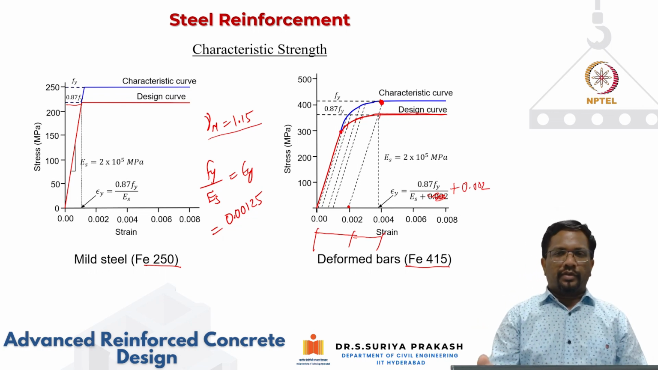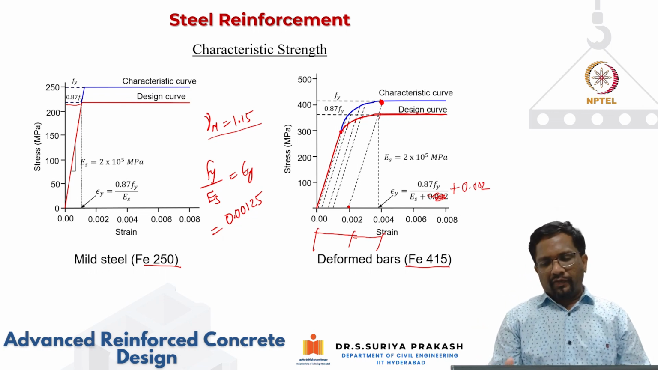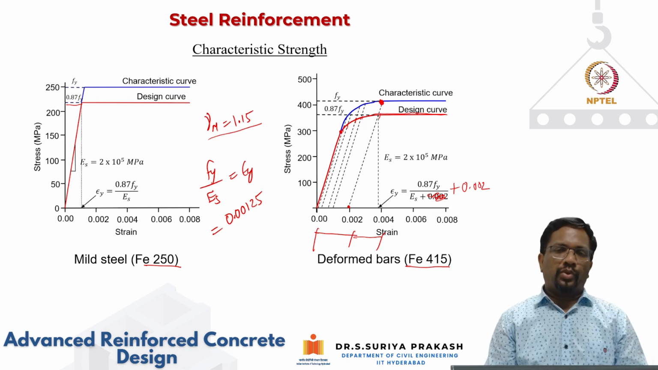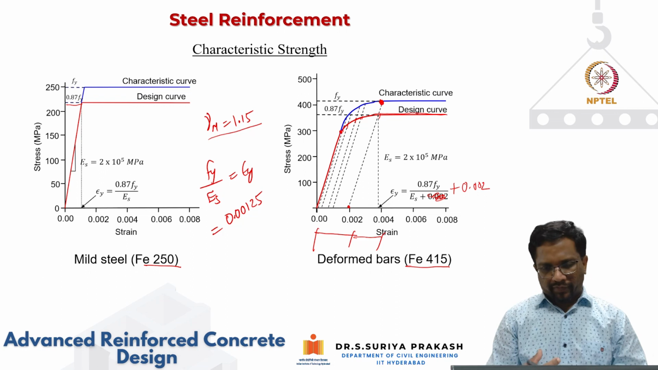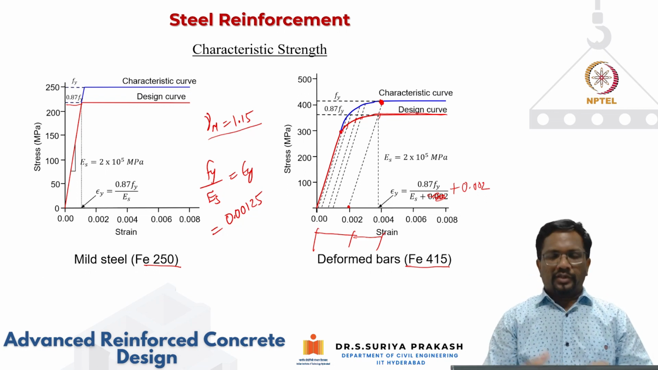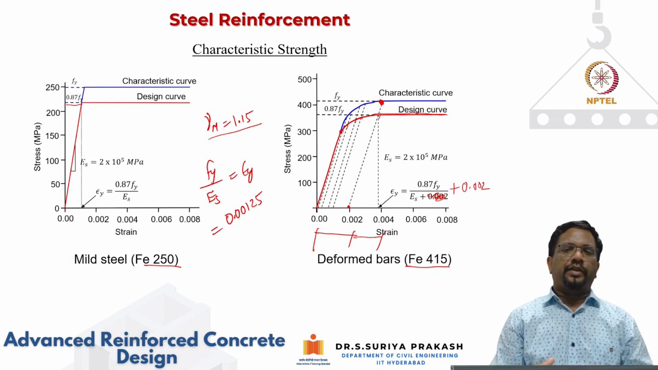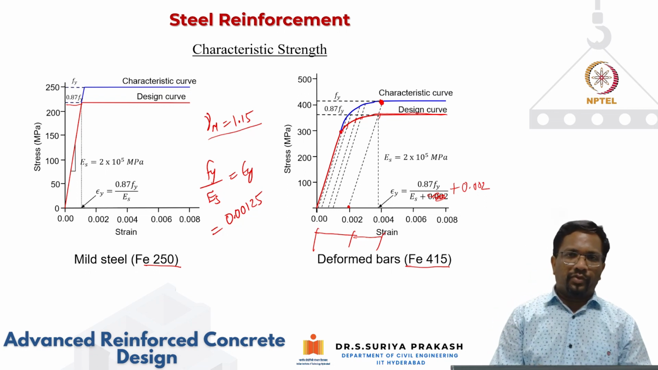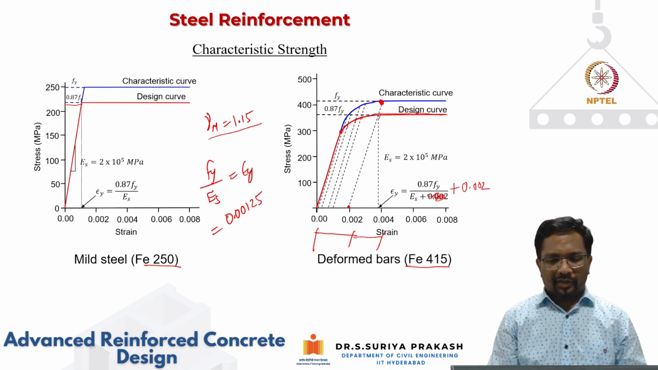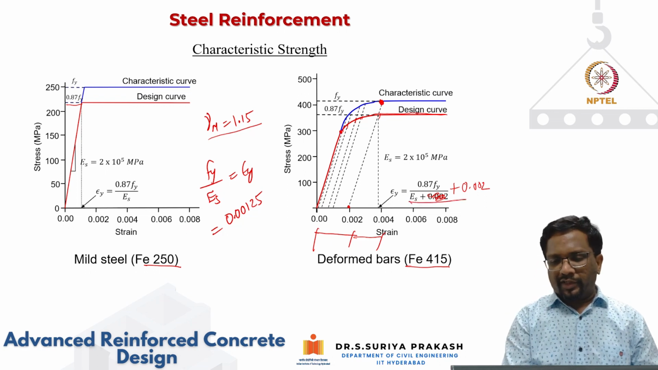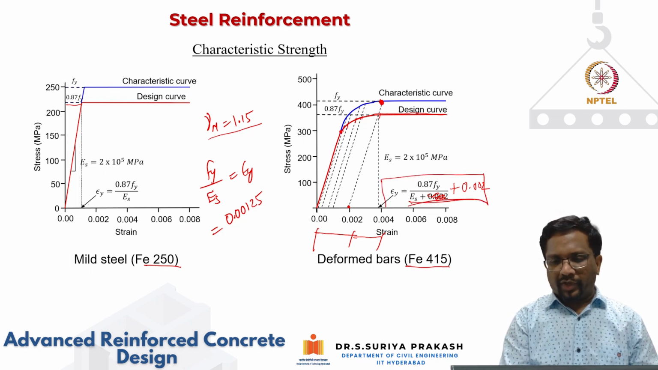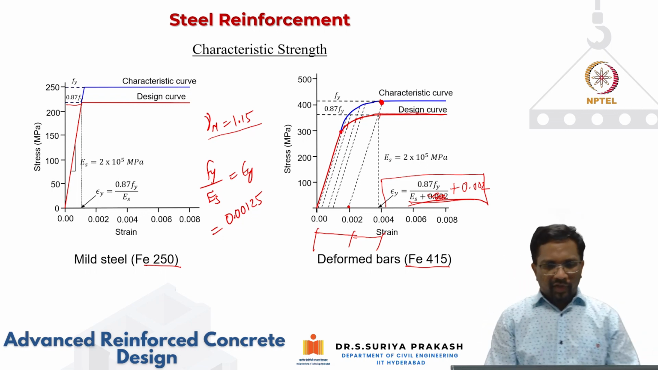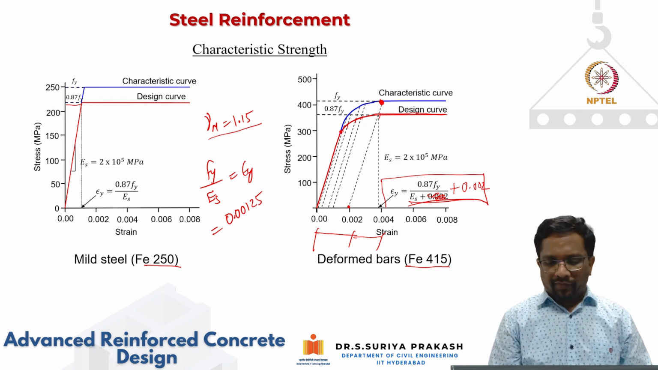And in design, we will talk about flexure and other things. We always want steel to yield first, before concrete reaches its failure strength. Because steel has this nice ductility, if the steel is yielding first, it is going to give you a lot of warning before concrete reaches its ultimate strength. So this is your yield strength from the design point of view. Again, you can calculate that, and the same way you can do it for Fe500 as well.